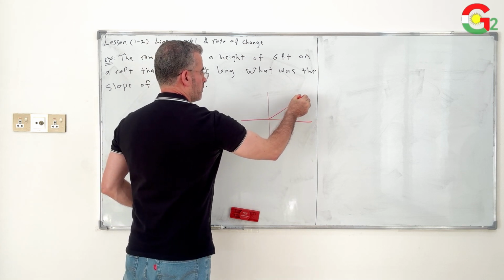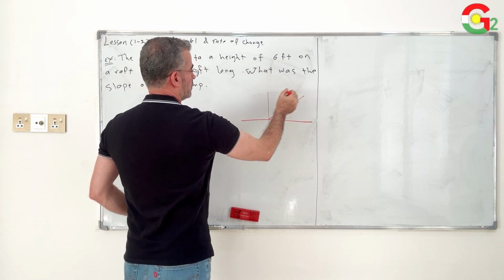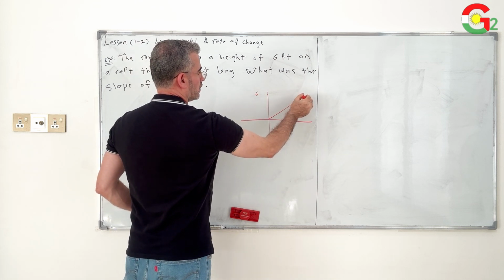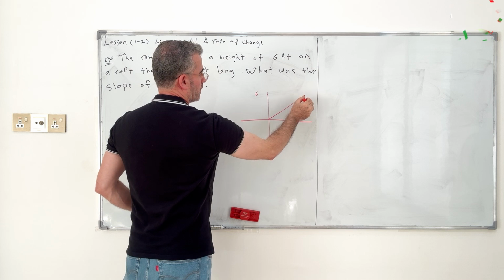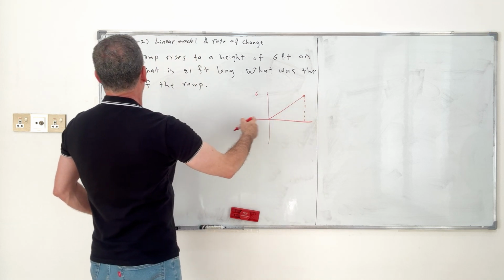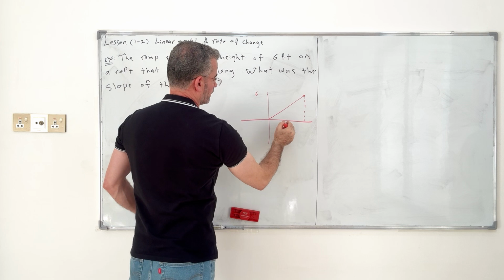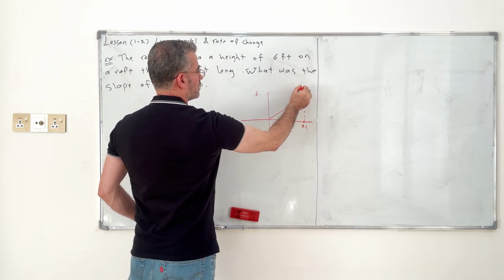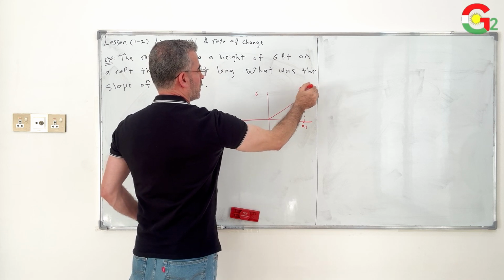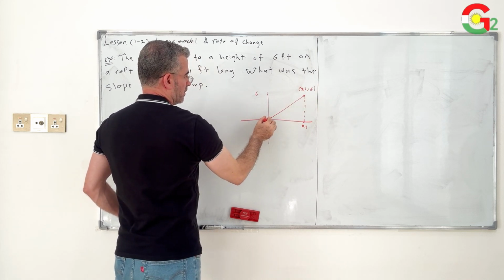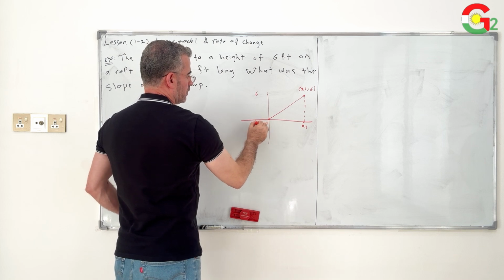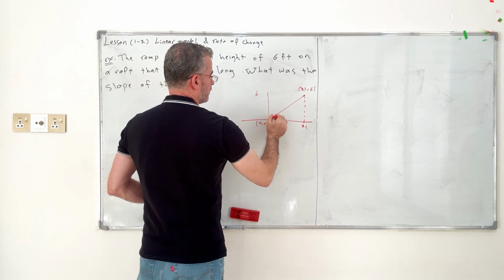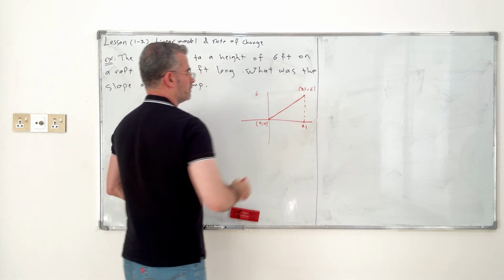This is the ramp. It rises to 6 feet, this point, and the length of the raft is 21. This point is 21, and the coordinate of this point is 21 by 6, and the coordinate of origin are 0, 0. We want to find the slope of this line here.